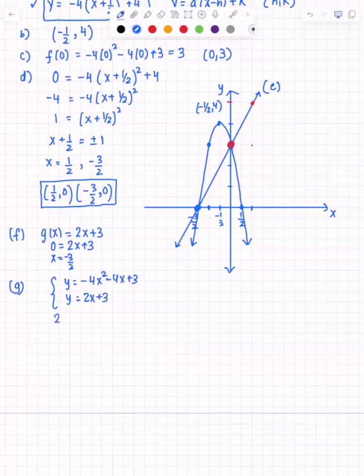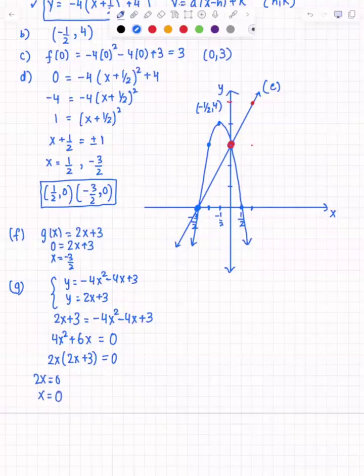So let's do 2x plus 3 equals minus 4x squared minus 4x plus 3. It's a quadratic equation, so bring everything to one side. I'm going to add 4x squared to both sides, so this side gets the 4x squared. Add 4x to both sides, we get 6x. And 3 minus 3 is just gone. This factors nicely. We can factor out 2x. So two things multiplied to give you 0. So either 2x is 0, so x is 0 divided by 2, which is 0. Or 2x plus 3 is 0, so x is negative 3 halves.